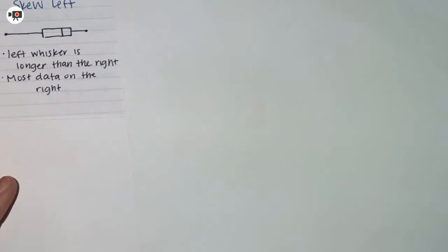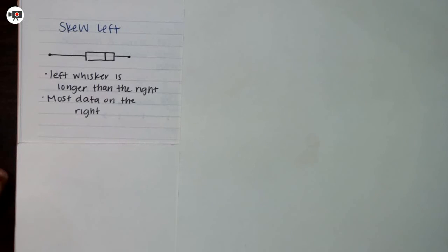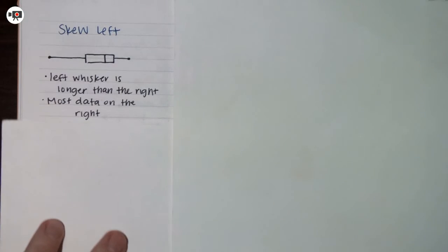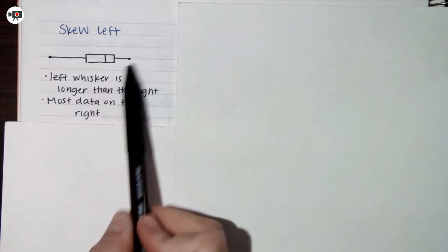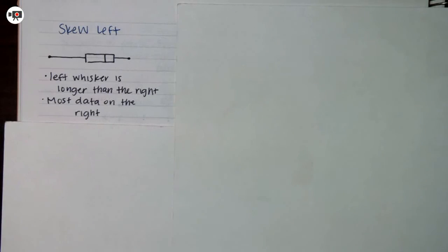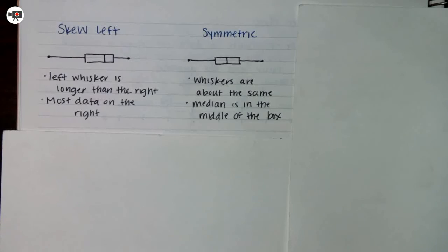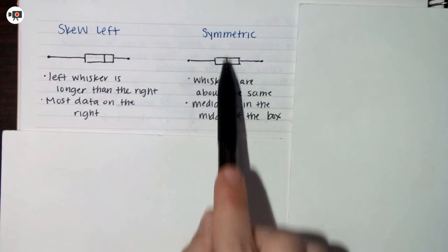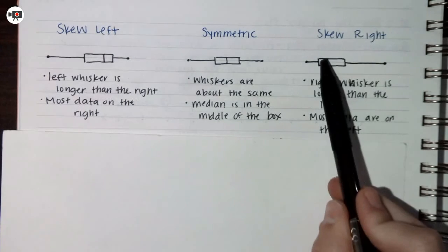Now we have a few things to look at based on a box and whisker plot. If it is skewed left, the left whisker is longer than the right whisker, and most of the data would be on the right. This would be more dense, more numbers, more data points in that area. If it is symmetric, the whiskers are about the same, and the median is in the middle of the box. And if it is skewed right, the right whisker is longer than the left, and most data are on the left.